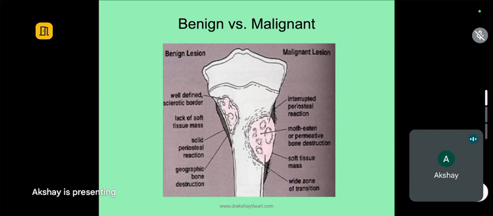After you have described the periosteal reaction, you talk about the soft tissue mass. If there is a soft tissue mass, it is malignant. On the other hand, a benign lesion will have a well-defined margin with a narrow zone of transition, a geographic type of destruction, no cortical destruction, no soft tissue mass, and a periosteal reaction that is solid or absolutely no periosteal reaction. Fine? Any clarifications on this?